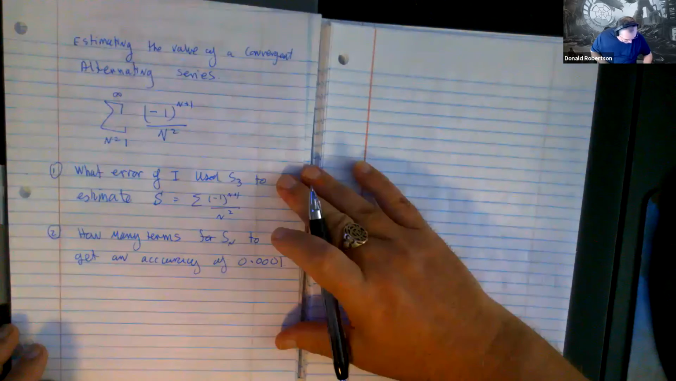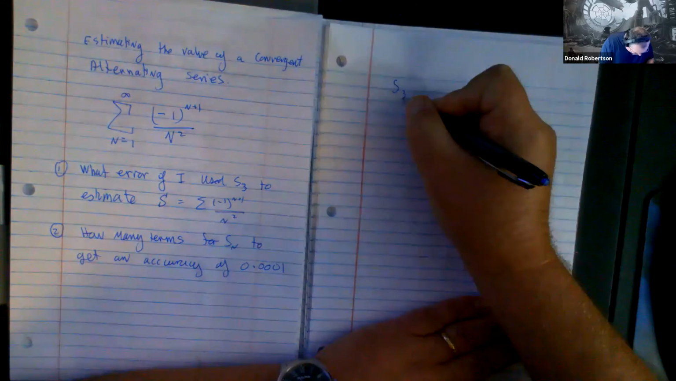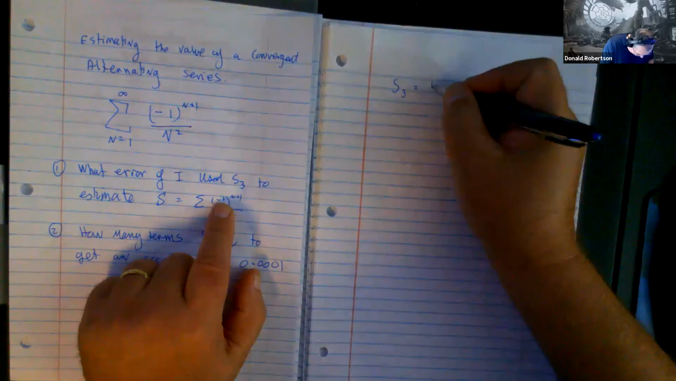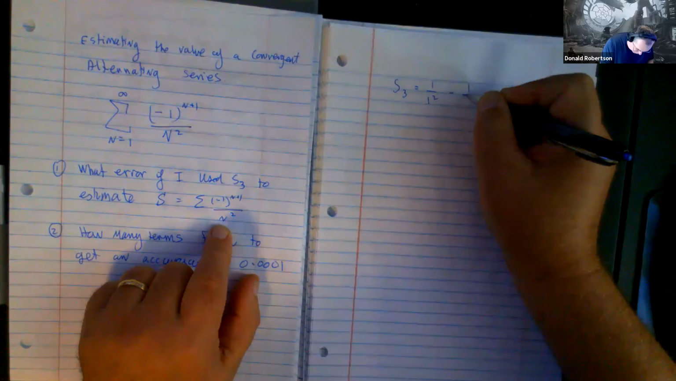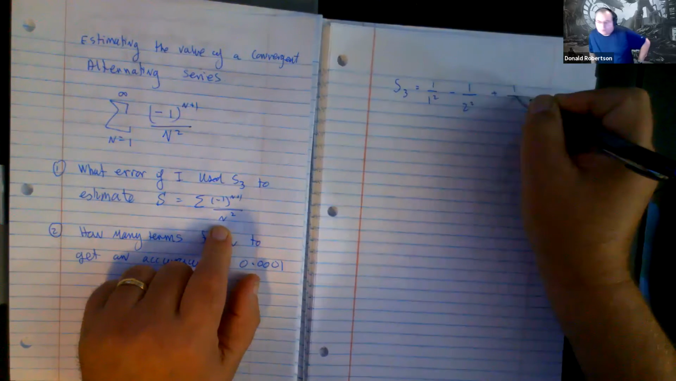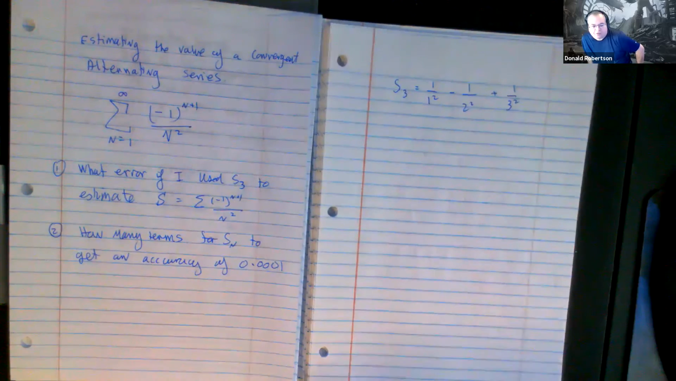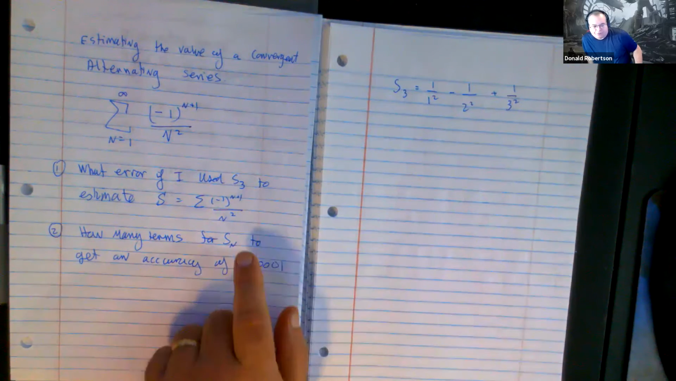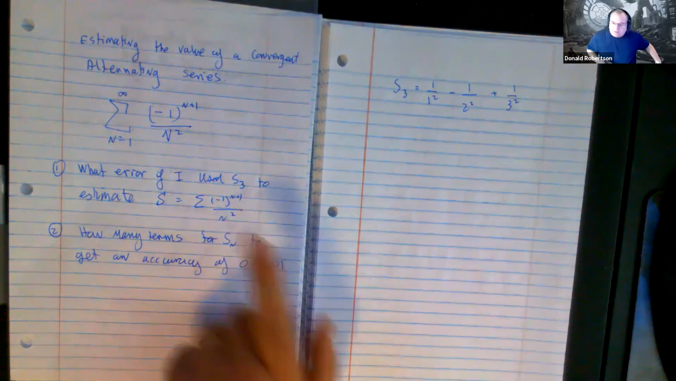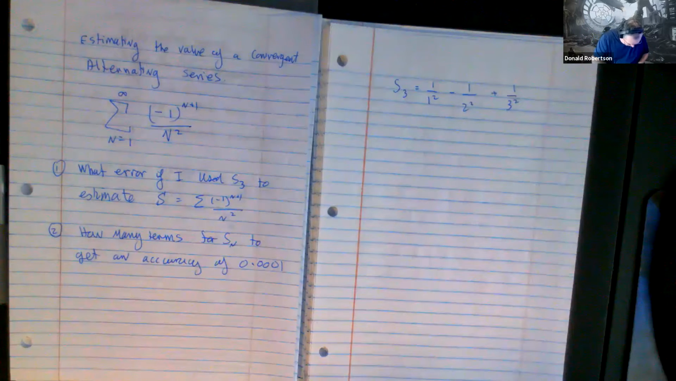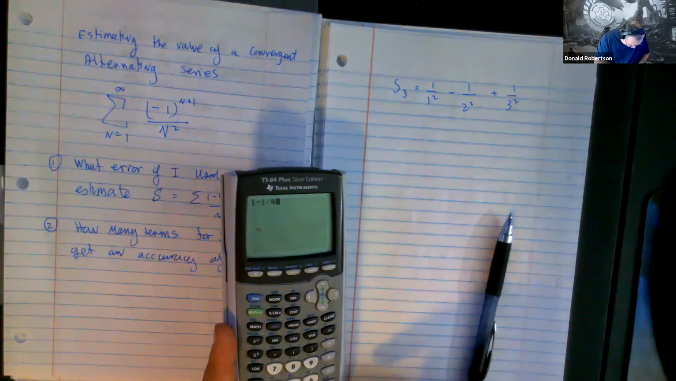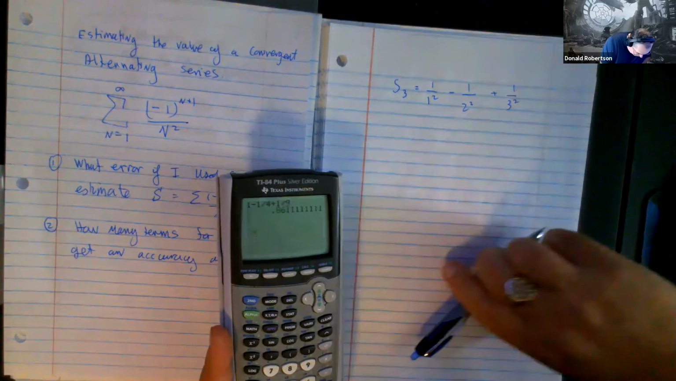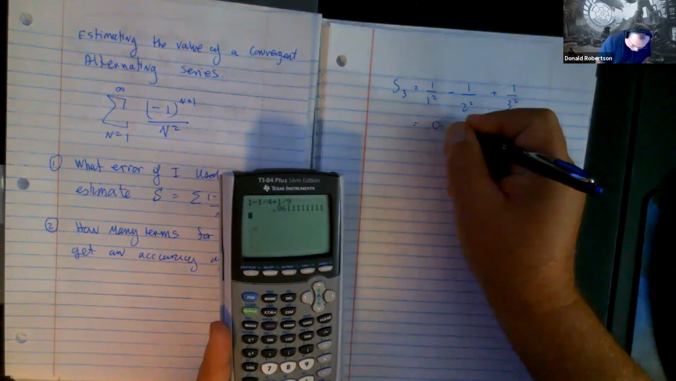Right, so for this series here then, what would happen if I'd used S3? Well, S3 would be, if you plug in 1, you get 1 over 1 squared. Take away 1 over 2 squared plus 1 over 3 squared. Would you agree that's S3, the third partial sum, what you get when you add up the first 3 terms? So I'll do that on my calculator because it's 1, take away a quarter plus 1/9. And the answer I get is 0.86 and a lot of ones.